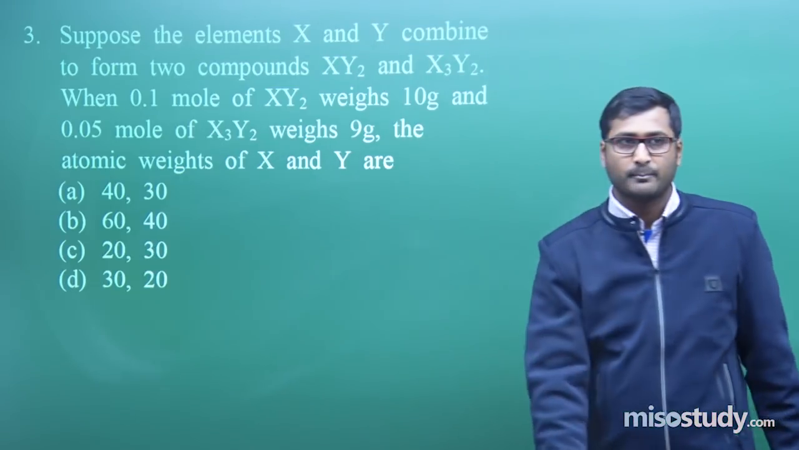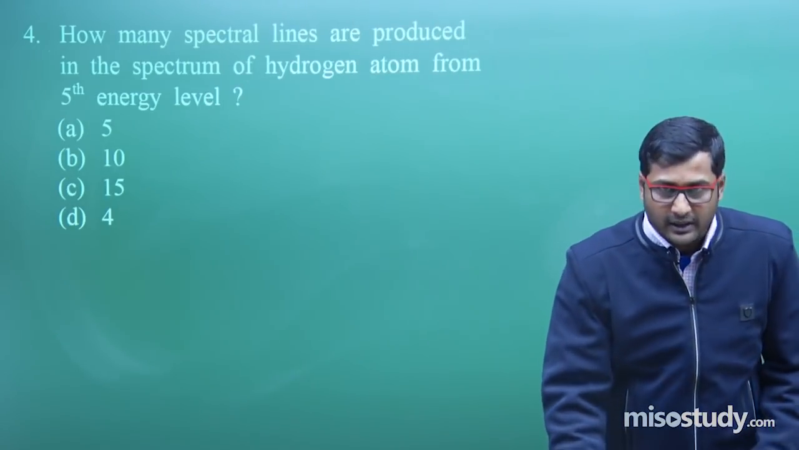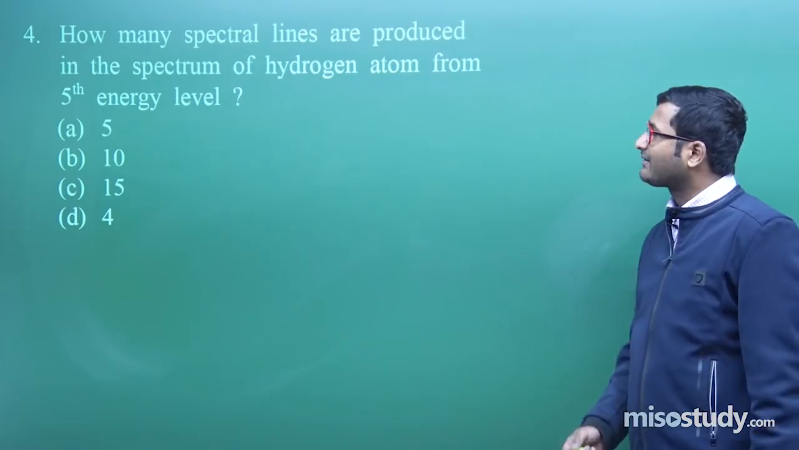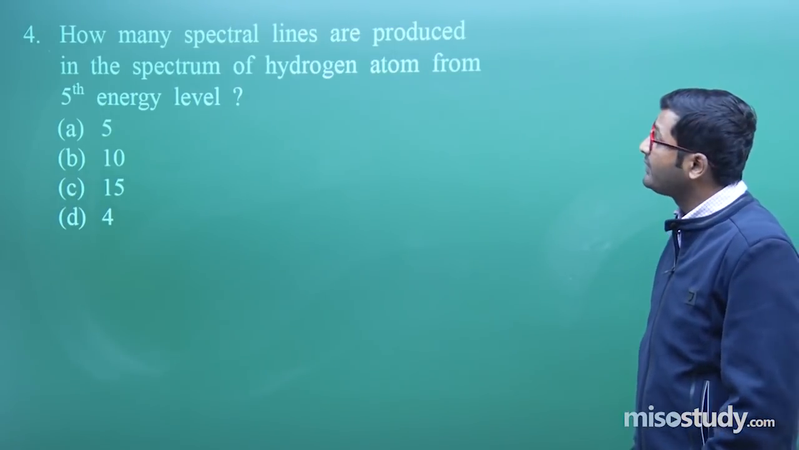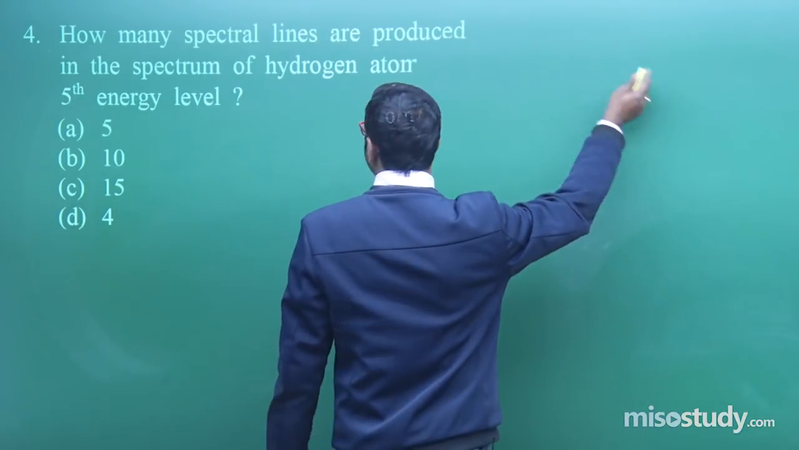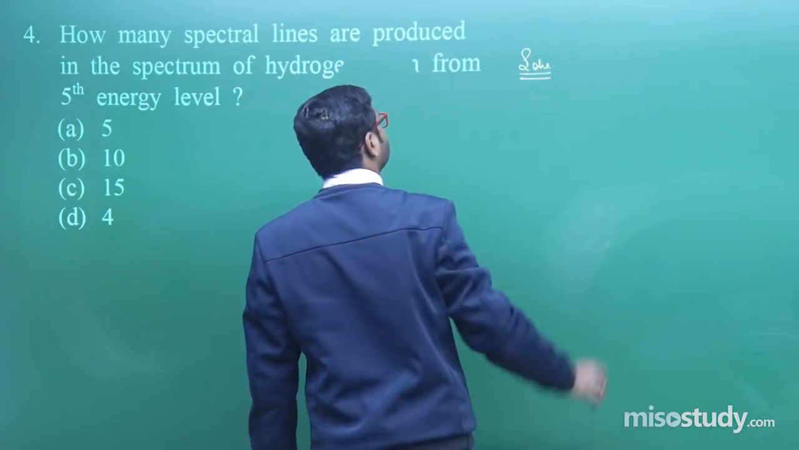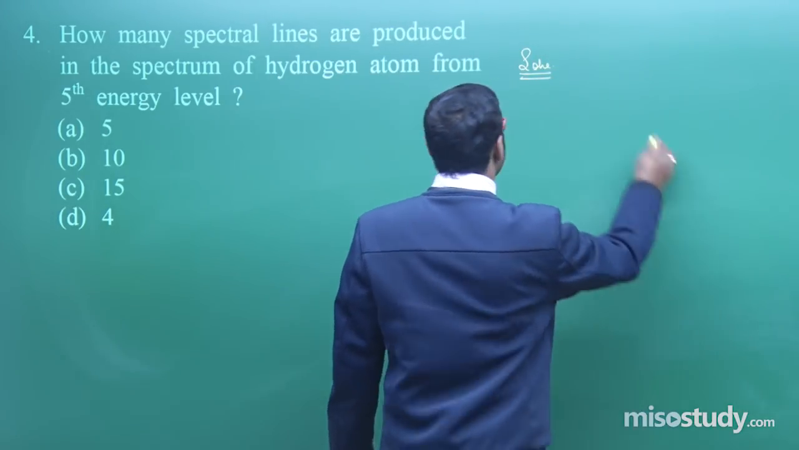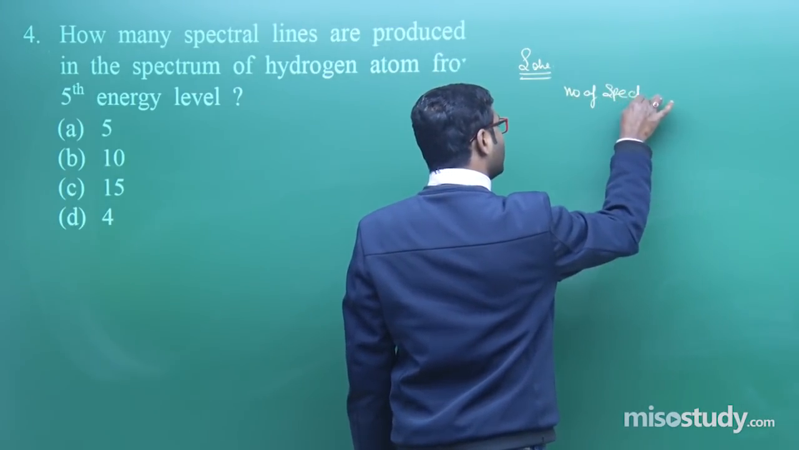Now, the next one is, my friend, question number 4. Read the question carefully. How many spectral lines are produced in the spectrum of hydrogen atom from the fifth energy level? Do you have any idea? Yes, sir, we have. Number of spectral lines from the ground state.